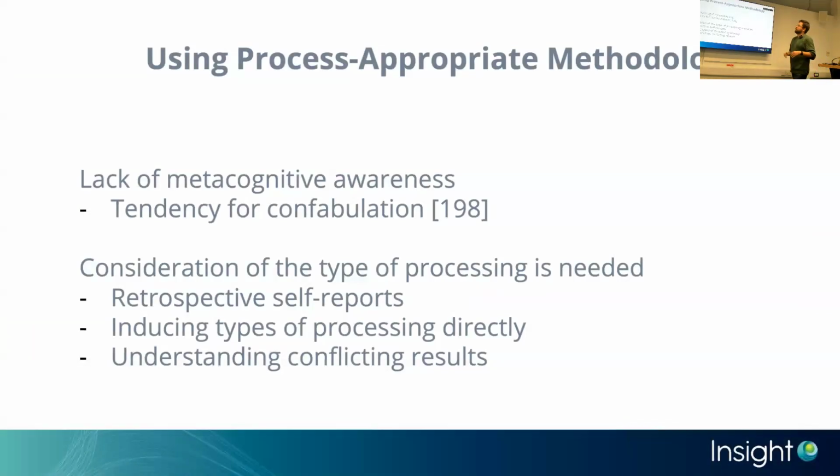Another thing I think is important to remember is about the use of process-appropriate methodology. So what I mean by this is that type 1 processing, automatic, heuristic, this type of thinking, because it usually occurs outside of conscious awareness, that means that you as a person don't have metacognitive awareness of that behavior, what happened underneath, so you can't really report on what happened. And a lot of studies have noticed that because of this lack of metacognitive awareness, there's a high tendency for confabulation. So what that means is that you're just giving your best guess.